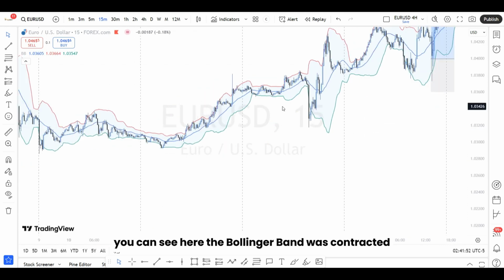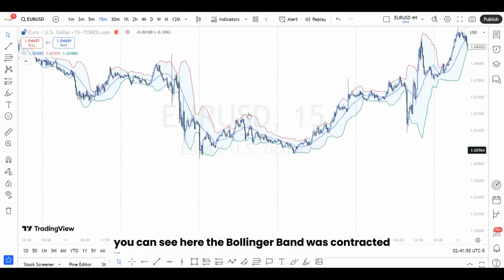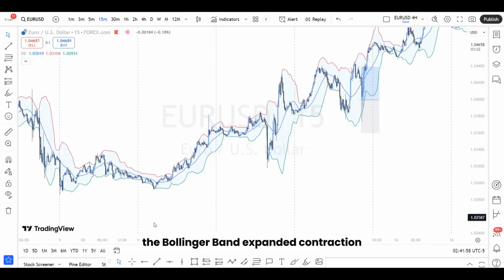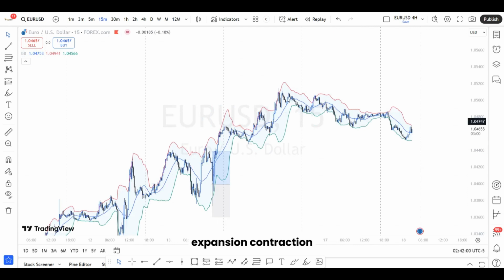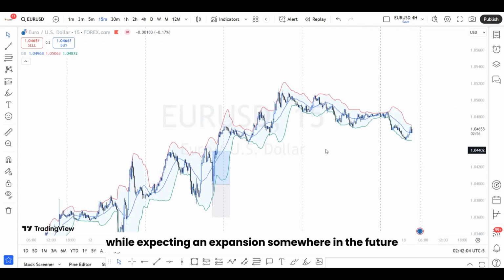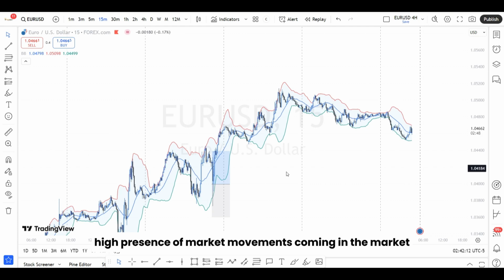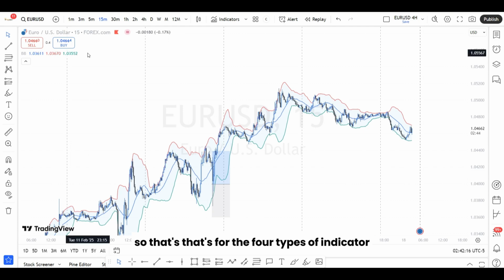You can see here the Bollinger Band was contracted, but in this area the Bollinger Band expanded: contraction, expansion, contraction all the way here, while we expect an expansion somewhere in the future. The Bollinger Band is used to tell you where volatility, a high presence of market movement, is coming in the market. So that's that for the four major types of indicators we have.